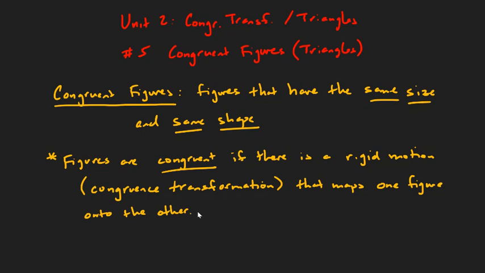Figures are congruent if there is a rigid motion or a congruence transformation, right? And I'll put an underline under there because that's a vocab word from before, or a congruence transformation that maps one figure onto the other. Now, this could be one single rigid motion, or it could be a combination. You're going to see in today's practice that there can be combinations. And again, I think you'll be able to handle it, and I'll walk you through one of them.